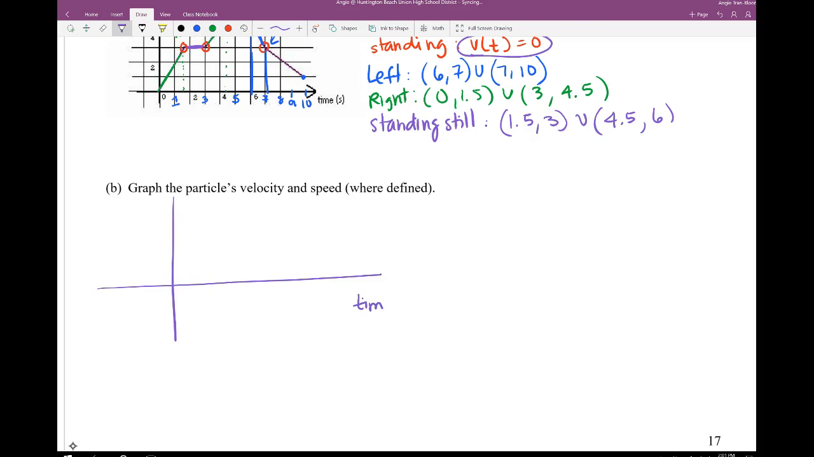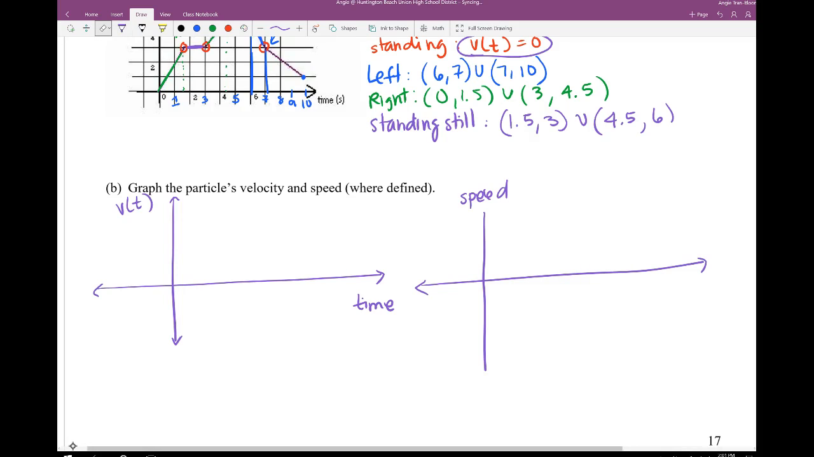So this is time, and this is v of t. So I'm really pretty much graphing s prime. And this is speed. Can you tell me the difference between velocity and speed? Do you recall what the difference is between the two?